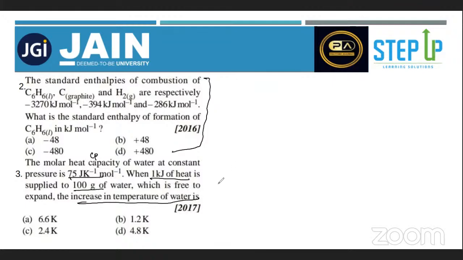So delta T I can find as Q upon nC, n being the number of moles. And this is water, so number of moles of water basically. Fine. So I can write it in terms of 1000 times number of moles, so 100 gram upon mass by molar mass.